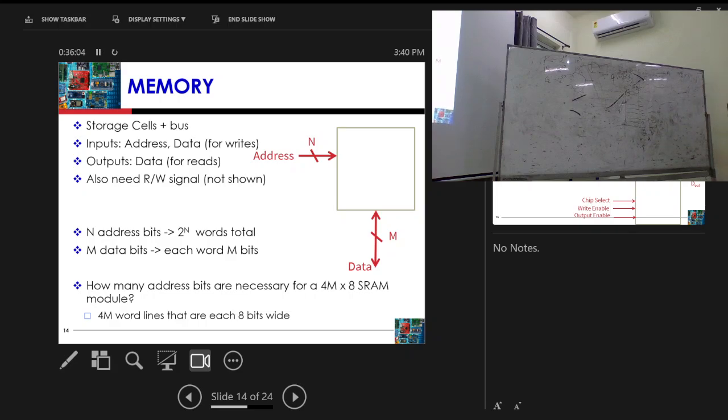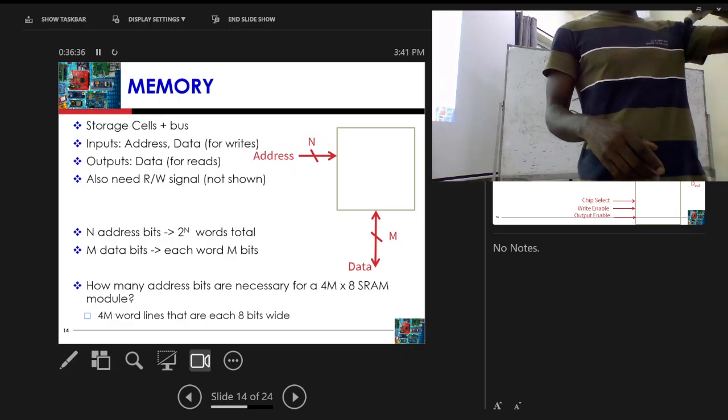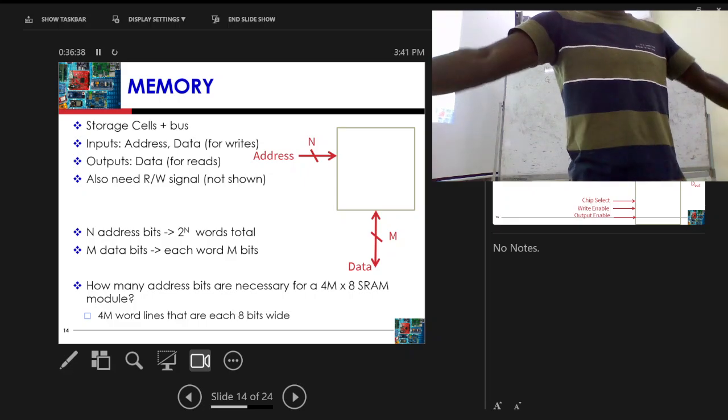22. Simple, right? So you have seen that I can just give you one line, just 4m by 8, and I can ask you about 3 or 4 questions from it. What is the data width? 8. Right? How many locations are within the 4m by 8? 2 to the power 22 locations. How many address lines do I need to address 2 to the power 22 locations? 22. Easy. So 100% or 0%, as I said.